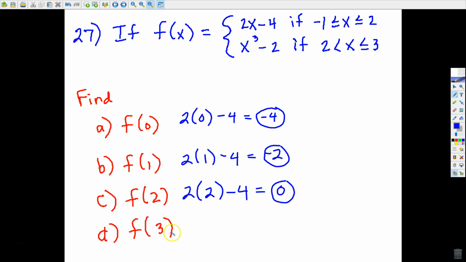Okay, letter D, f of 3. Well, now 3 does not match the restriction on the domain for the top piece. It's only for numbers between 1 and 2. It does match the piece that's given in the bottom here because obviously this includes the number 3. So I'm going to input 3 into the bottom expression. And 27 minus 2 is 25. Okay, so that's the idea. When you get down to the bottom of page 241, that's the kind of thing that you're going to be working on with those problems.